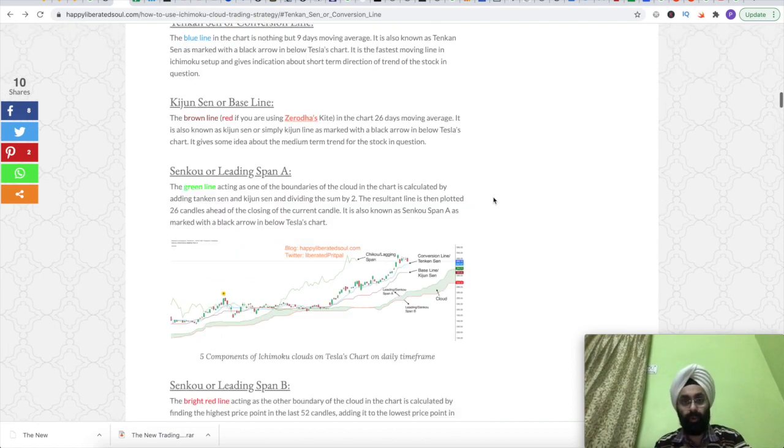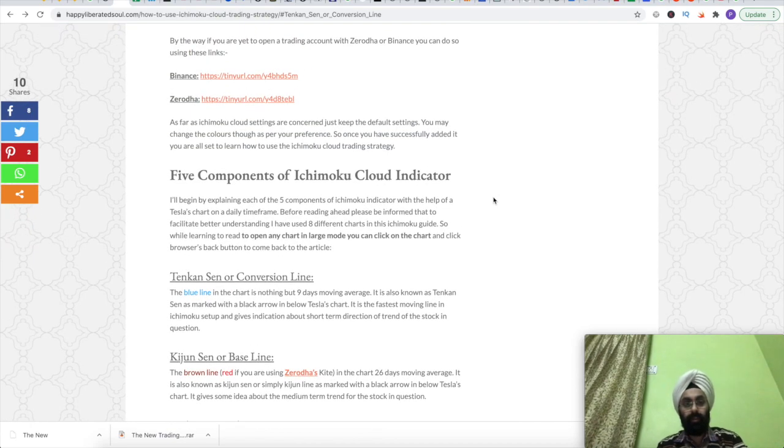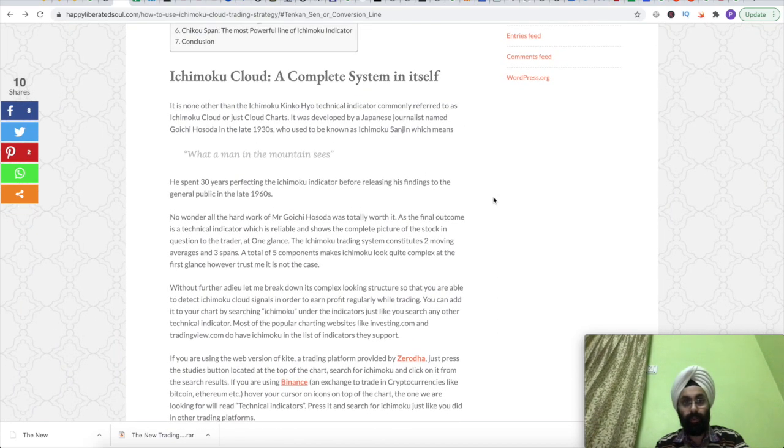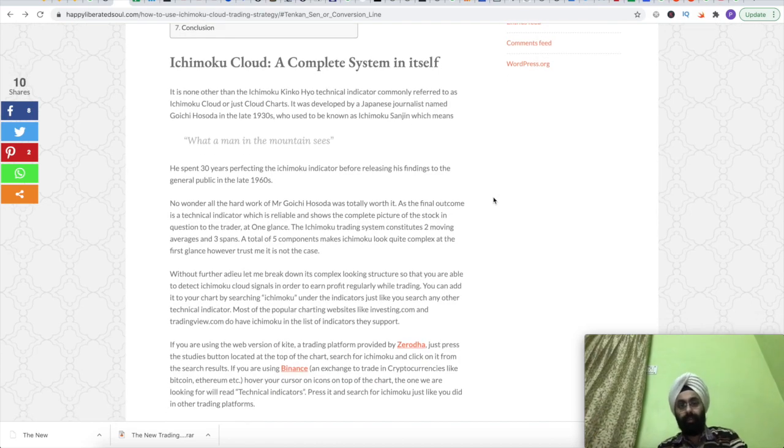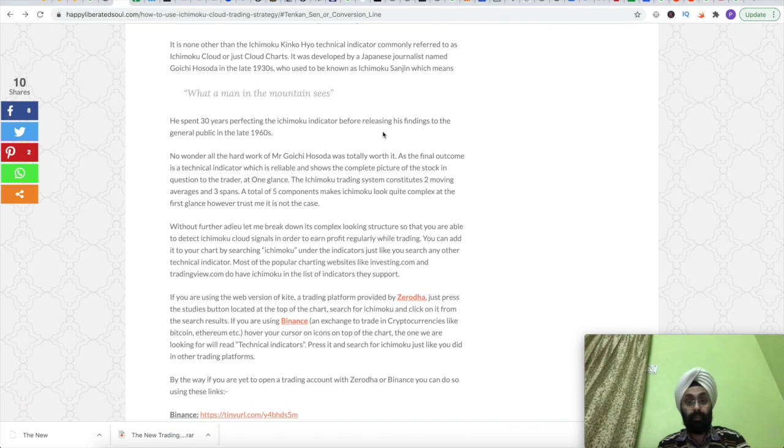So without wasting any time, I will introduce you to the Ichimoku cloud. It is basically a Japanese technical indicator. It was developed by a Japanese journalist named Goichi Hosoda in the late 1930s. So it is almost a 90 year old technical indicator, and he worked on this indicator for 30 years, and its findings were released to the public in the 1960s.